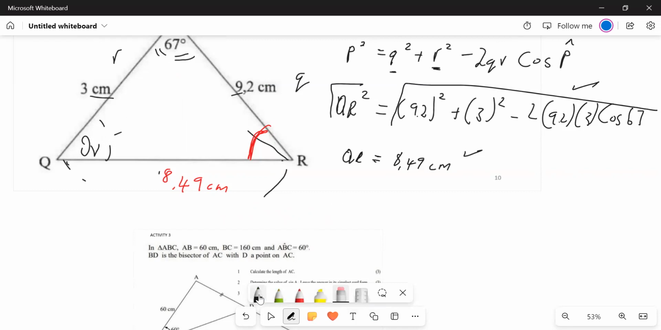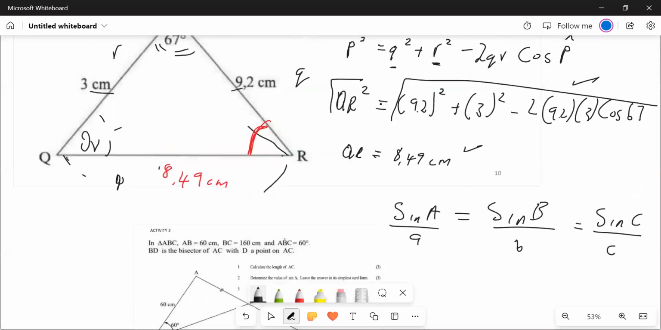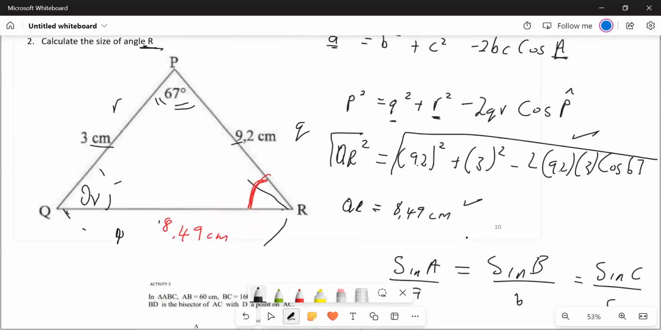Now let's just say, what does the sine rule say? The sine rule says you are going to have the sine of A all over small letter a, which is going to be equal to the sine of B all over small letter b, which is going to be equal to the sine of C all over small letter c. Now, this is if you have triangle ABC. If you have triangle ABC, you can use this one.